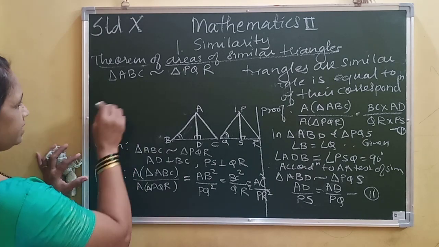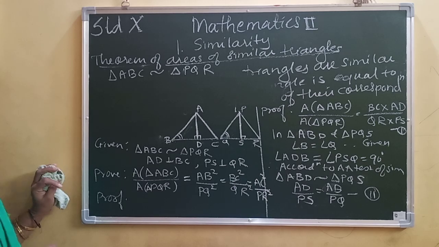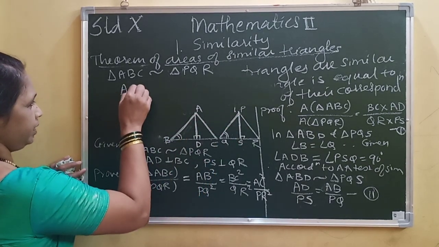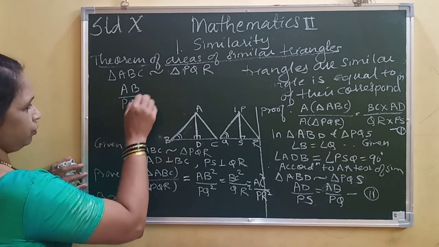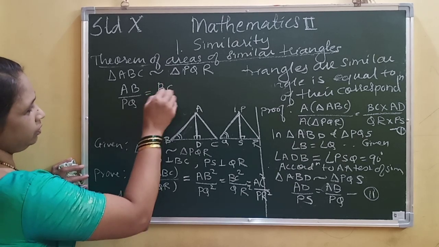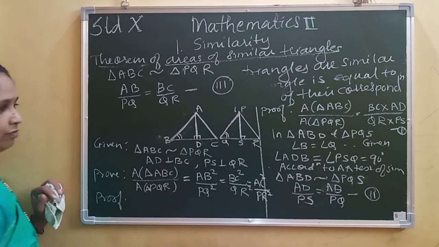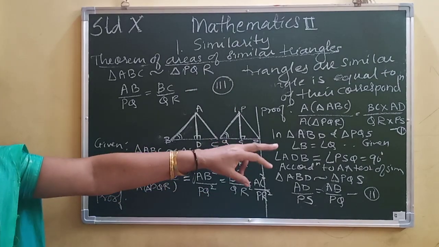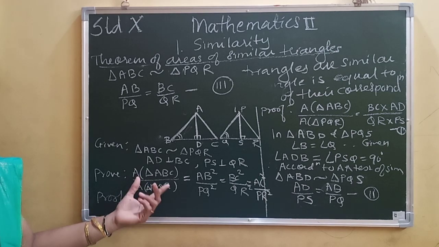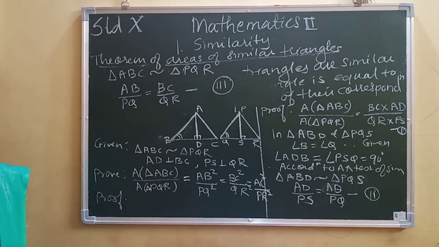Okay, as these two triangles are similar, we can take the ratio of their corresponding sides. Means AB upon PQ is equal to BC upon QR. Now we have got this as equation 3. Now from all three equations we can get the area of triangle ABC and area of triangle PQR. Now see how.